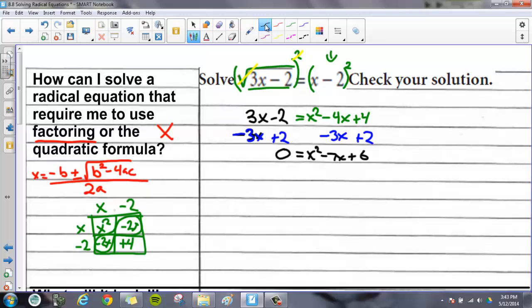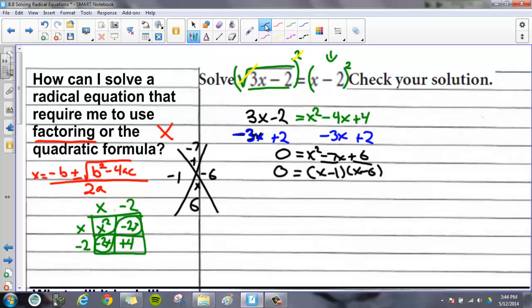Okay, so now I'm at this point and I need to factor this. I'm going to do my little x thing over here. I'll put my 6 in the bottom, my negative 7 on top, and ask what times what is 6 and adds together to be 7. That turns out to be 1 and 6, but not positives, they're both negative. So I have 0 equals x minus 1 times x minus 6.